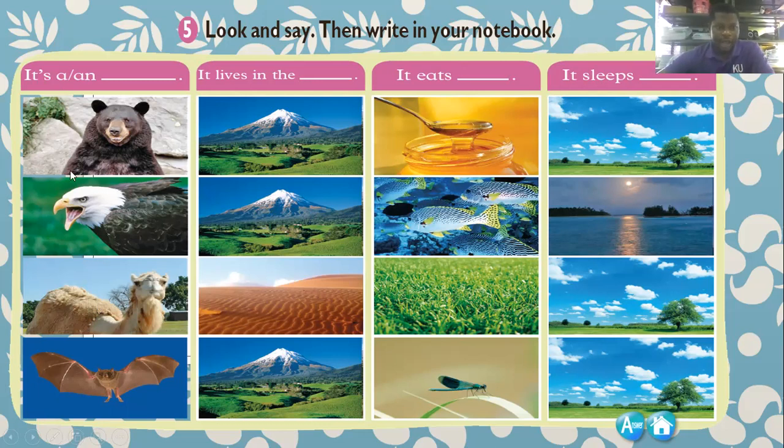Three. It's a camel. It lives in the desert. It eats grass. It sleeps during the day. Okay. Next. It's a bird. It lives in the mountains. It eats insects. It sleeps during the day.